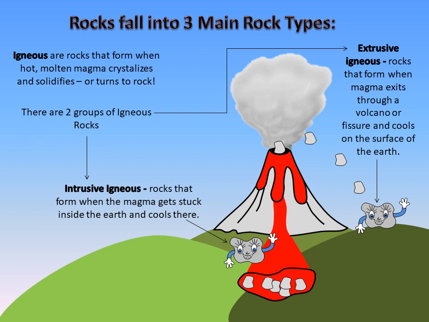There are two types of igneous rocks: intrusive igneous rocks and extrusive igneous rocks. Intrusive igneous rocks form when the magma gets stuck inside the earth and cools there. Extrusive igneous rocks form when magma exits through a volcano or a fissure and cools on the surface of the earth. Some igneous rocks you may be familiar with include granite and basalt.